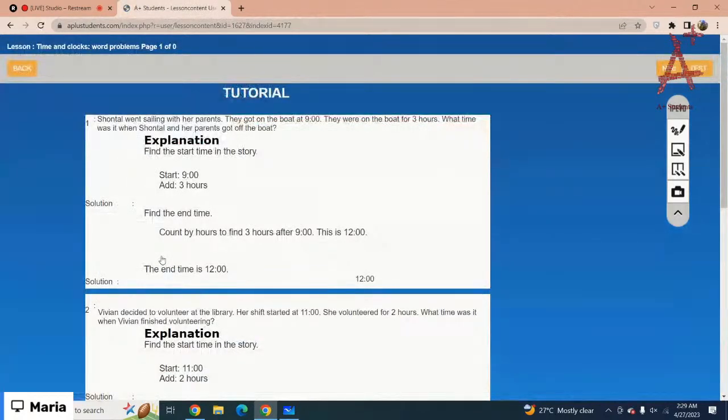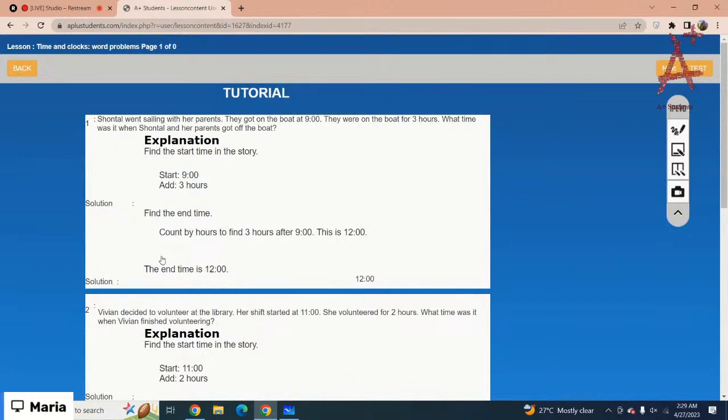Shontal went sailing with her parents. They got on the boat at 9. They were on the boat for 3 hours. What time was it when Shontal and her parents got out of the boat?